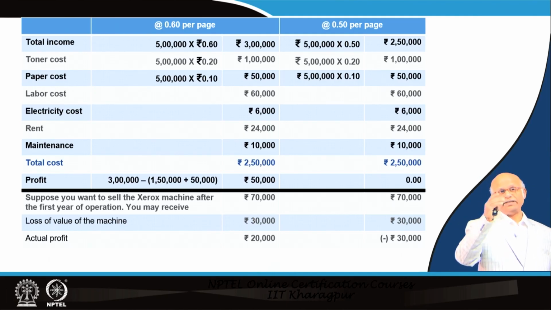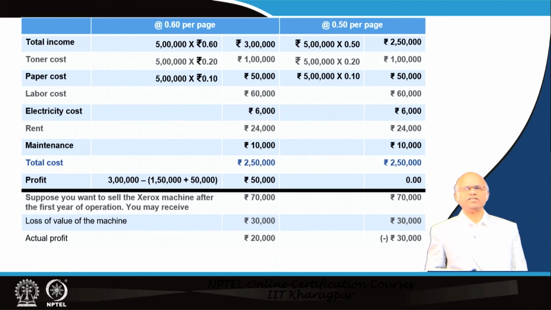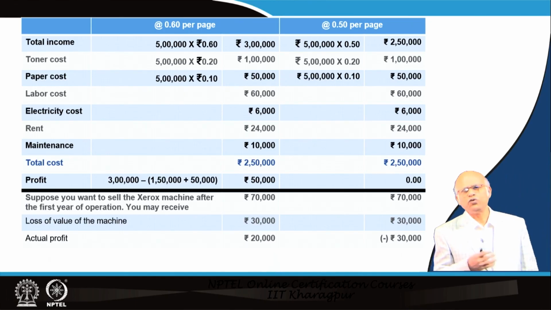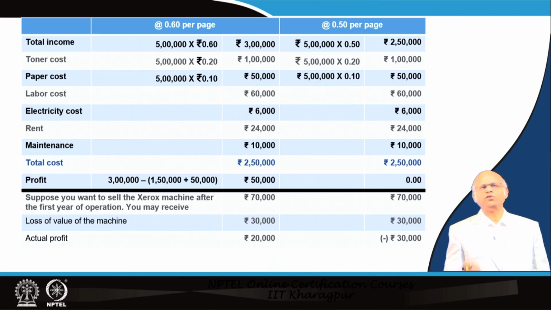Now, look at that and try to understand that depreciation has not been allowed here. So, still without depreciation your profit is 50,000. Now, suppose you allow depreciation. If you do not allow depreciation, say you want to sell this machine after a year, say first year of operation, you do not want to remain in the business, you want to start another business. So, you want to sell the machine.